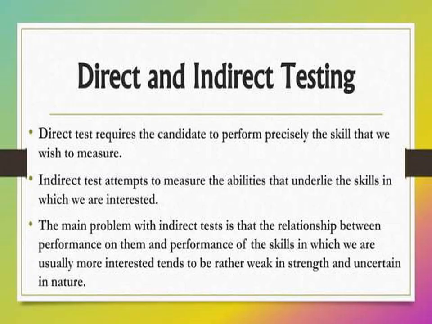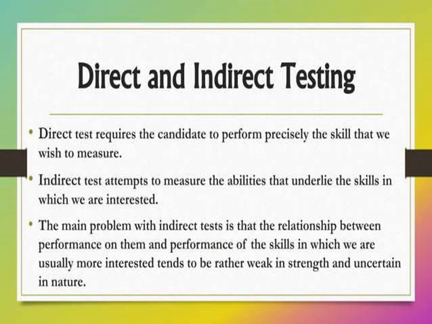Now, indirect testing, on the other hand, measures underlying skills rather than the skill itself. For example, older versions of TOEFL tested writing ability through grammar exercises. So the older versions of TOEFL tests tested writing ability through grammar exercises that required students to find errors in sentences instead of asking them to write.